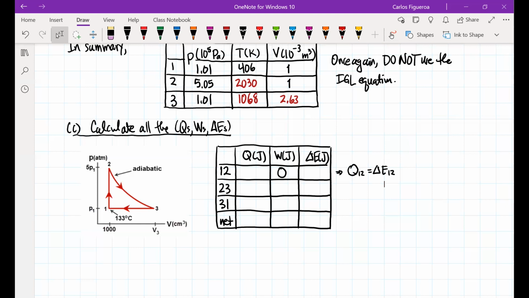So now I plug in those values. Again, where am I getting these values? From this table. Look at 2 and 3. I got 5 and 1 atmospheres, and then I have 1 and 2.6 times 10 to the negative 3. So now look what happens. I'm going to plug in my values.